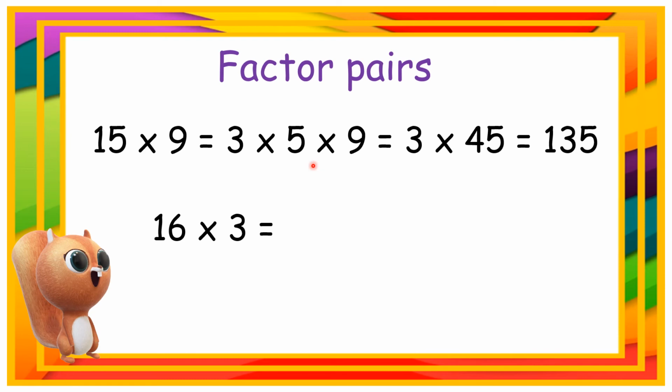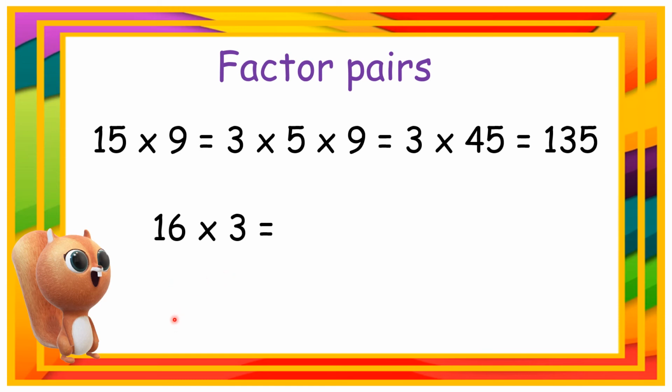multiply 9. First, I'm going to multiply 5 and 9 because I already know that 3 multiply 5 makes 15, and I'm having a big problem multiplying 15 and 9. So I'm going to multiply 5 and 9 first, and 5 times 9 is 45, and 45 times 3 would give us 135.